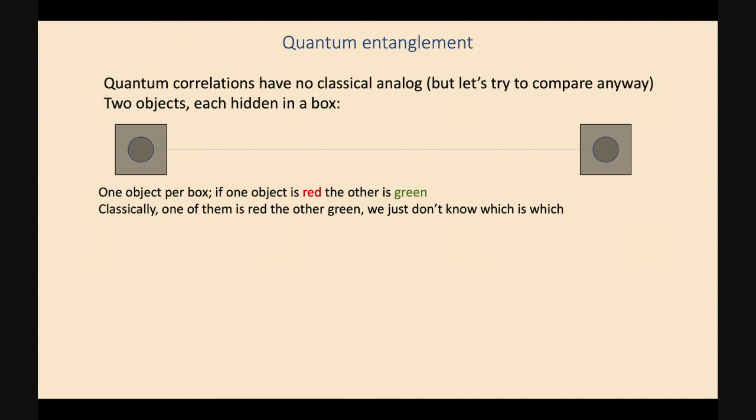One important thing here is that classically, this property is well defined already. So we don't know which object is red or green, but this property is predetermined, right? There's an objective reality associated with each one being red or green. It's just that you, describing the system, don't know which is which.